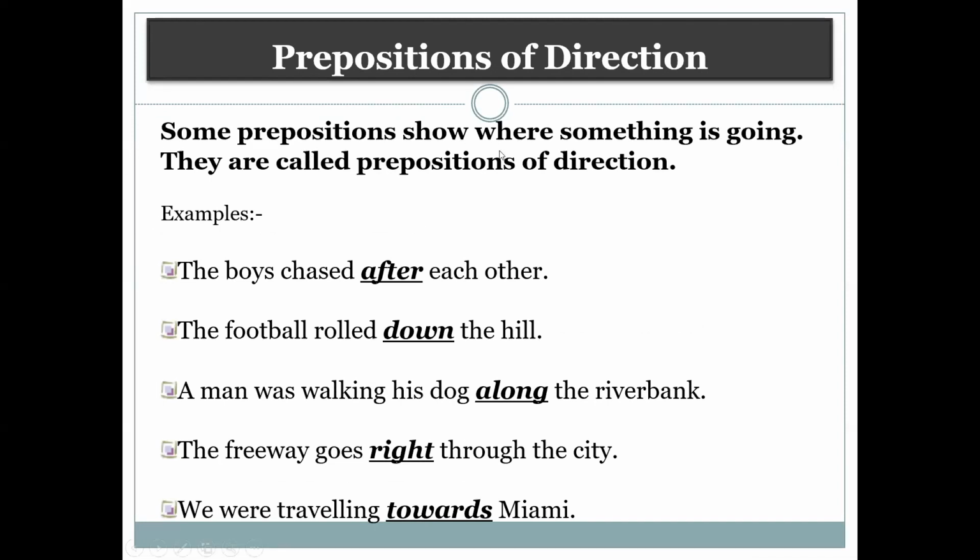Some prepositions show where something is going, direction, okay? They are called prepositions of direction. So three kinds: time, direction, and place. You saw the time and you also saw the place preposition. Now it is direction. The boys chased after each other, okay? Where did the boys chase after each other? The football rolled down the hill. Where did the football roll? It rolled down the hill.